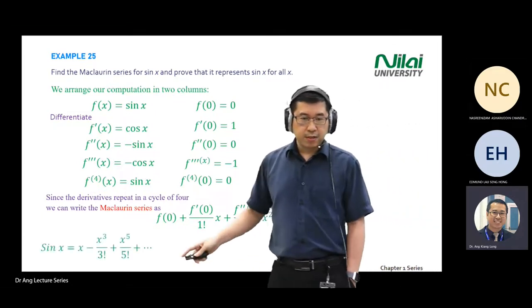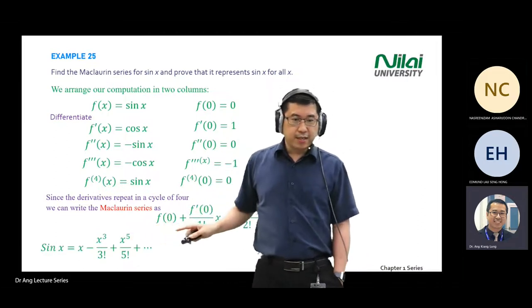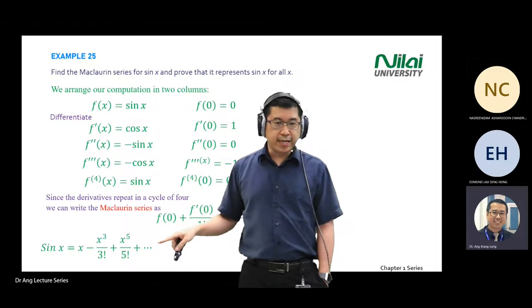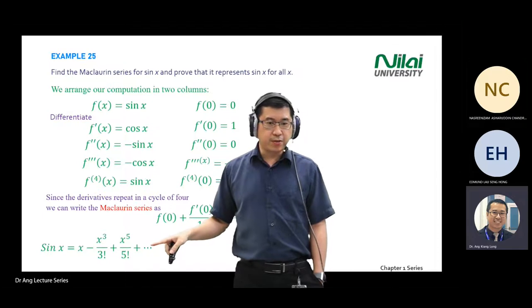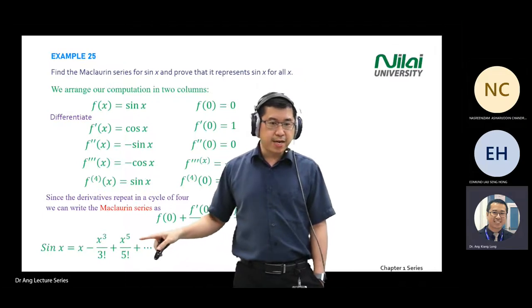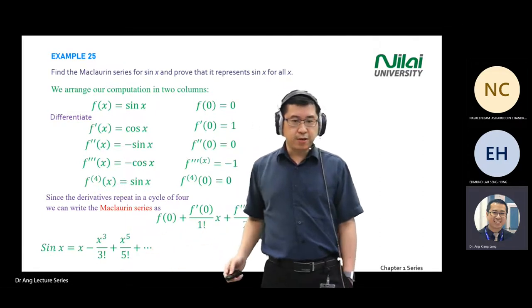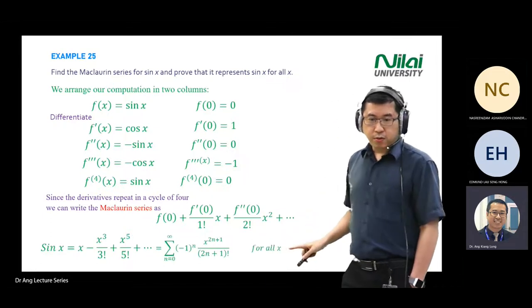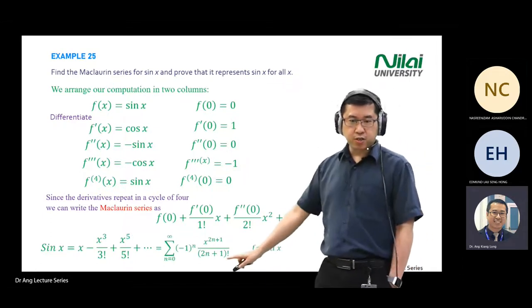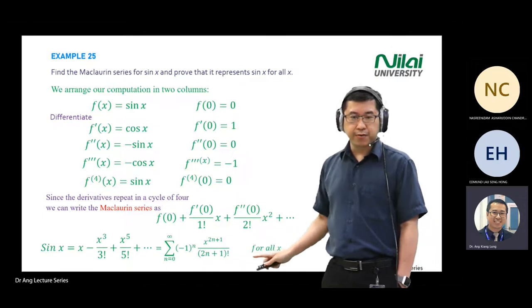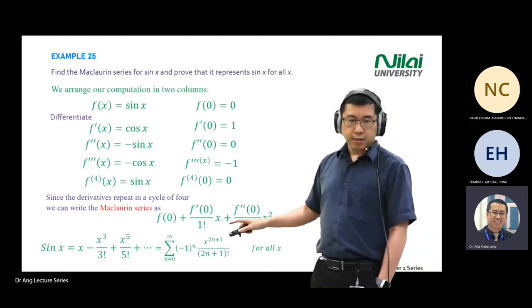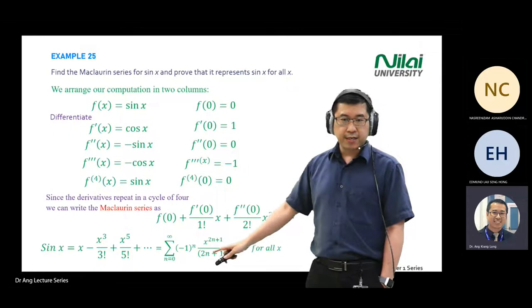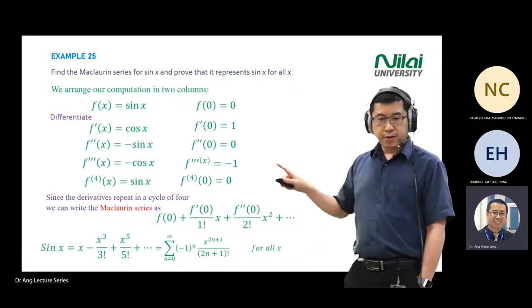So you write the sine formula that I showed you just now before we started the class. There's a sine equation that you can use. So sine x equals x minus x to the power 3 over 3 factorial plus x to the power 5 over 5 factorial, and so on. This is what you saw on the screen just now, the formula that I put in the red box. So this is how you write the Maclaurin series.